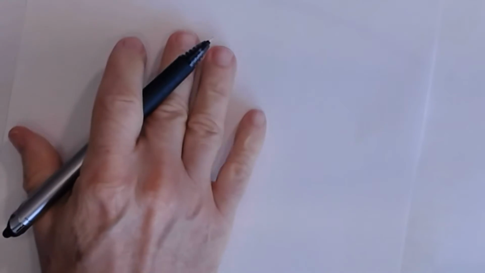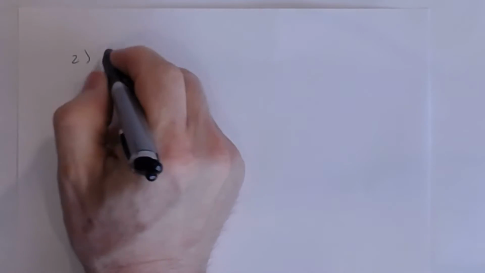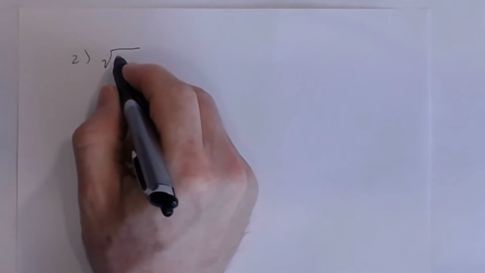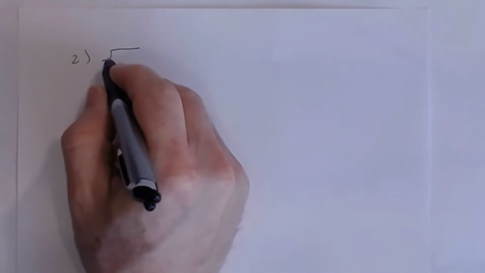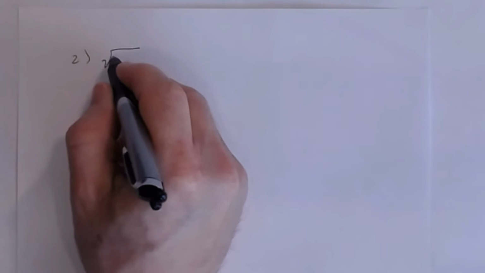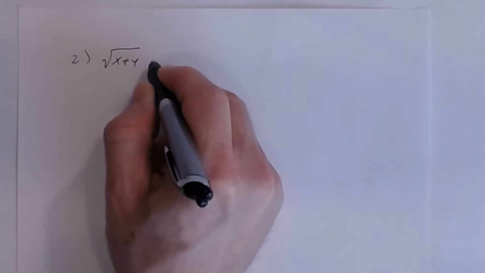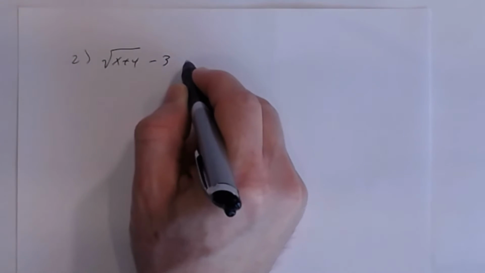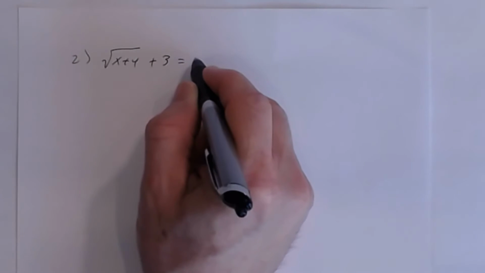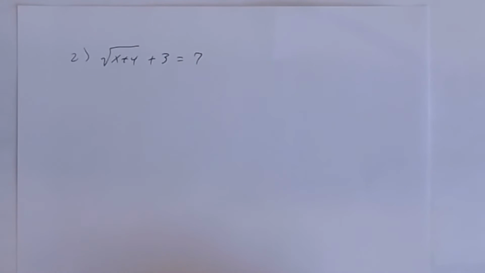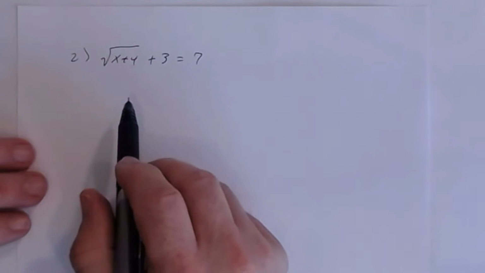All right, number two. So let's say in number two we have the square root of x plus 4, plus 3 equal, let's say, 7. All right, square root of x plus 4 plus 3 equals 7. So again, I want to solve this square root equation.